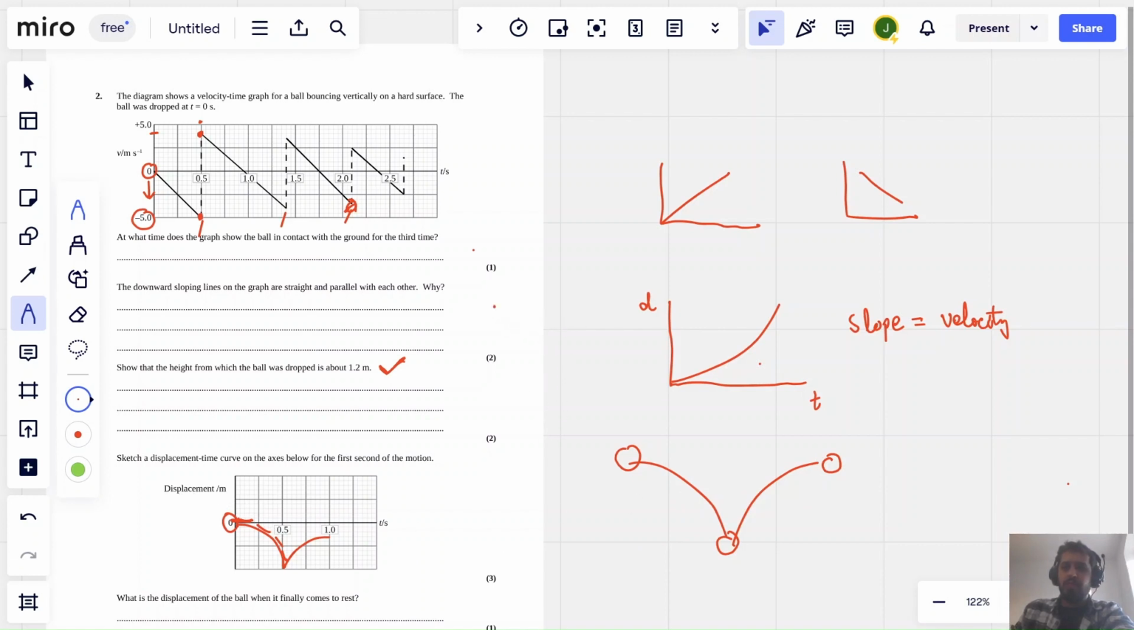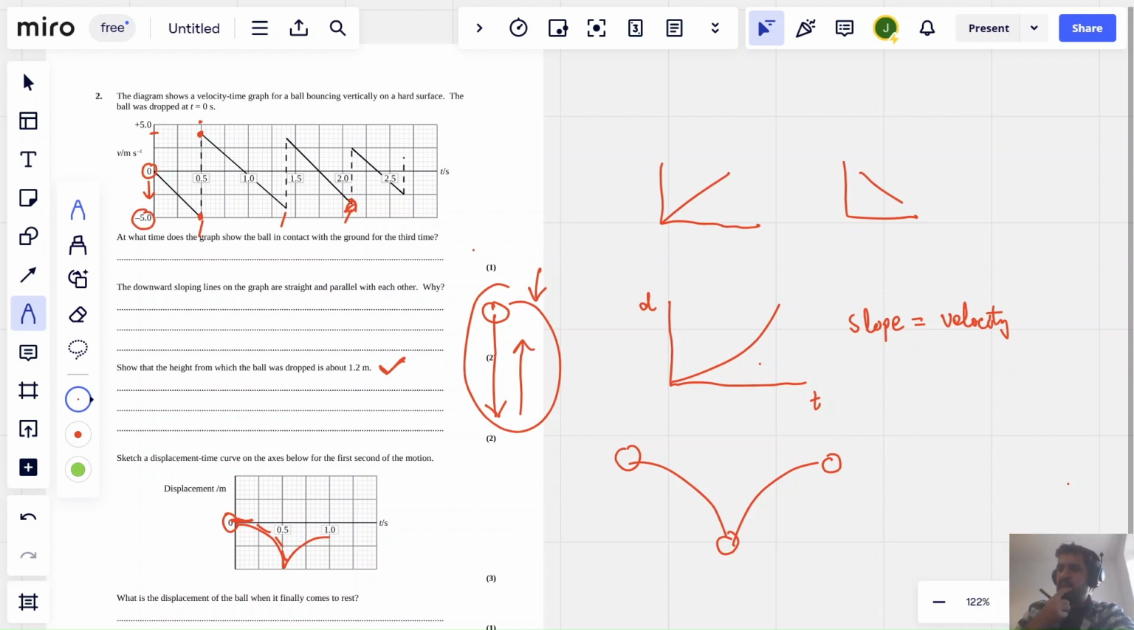Maybe the ball is just falling straight down and then bouncing straight back up, right? So even for this diagram, you will see this. Even for this case, you will see the same diagram. But I have a question for you.